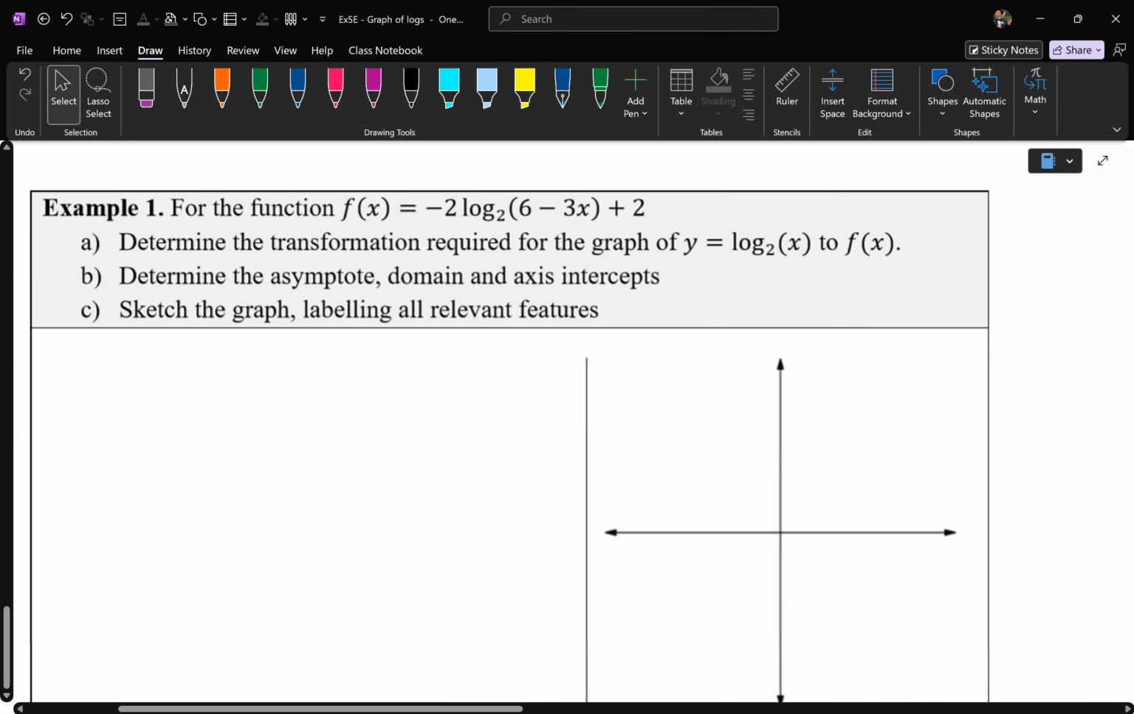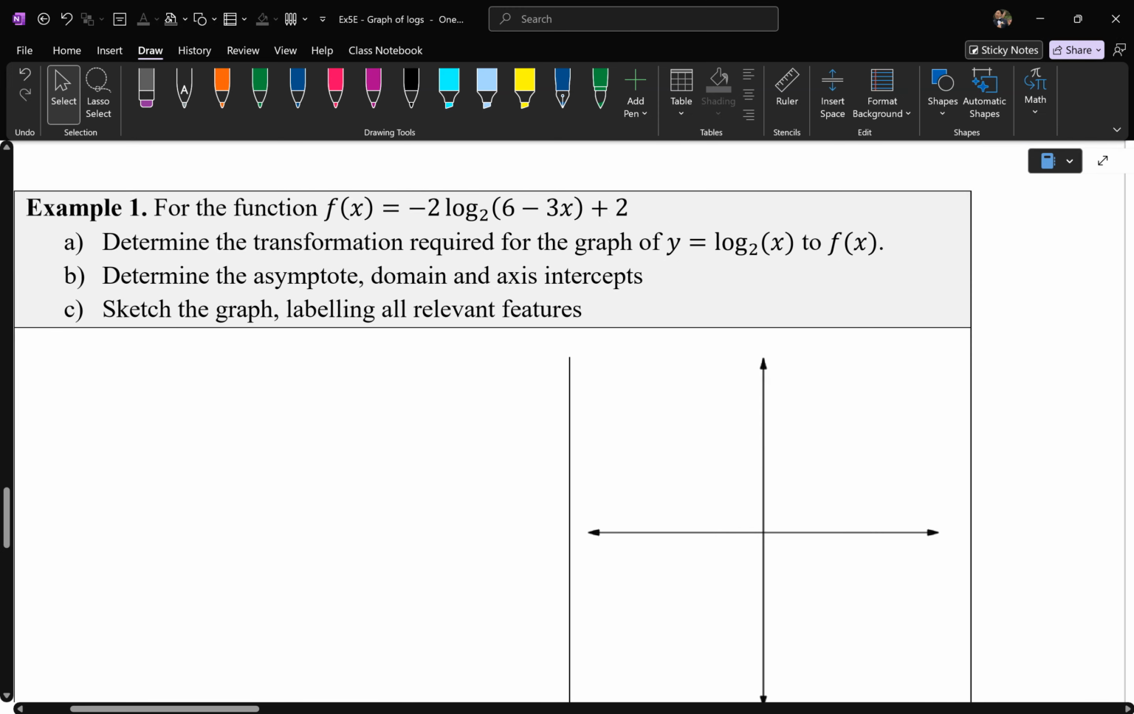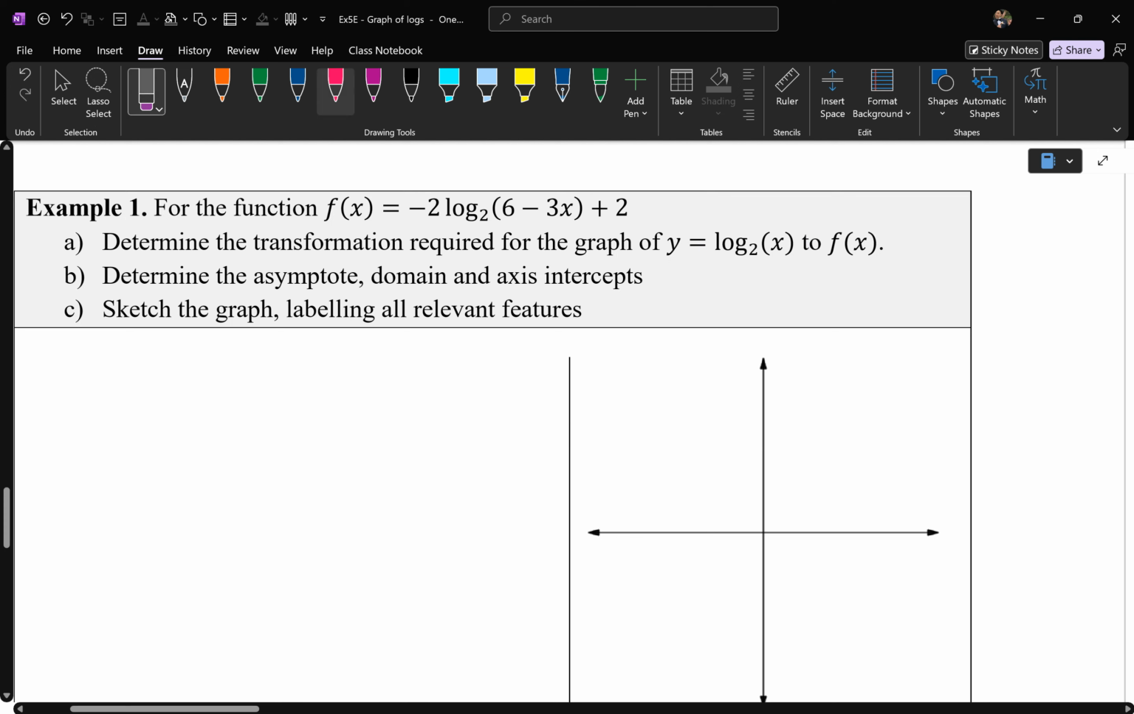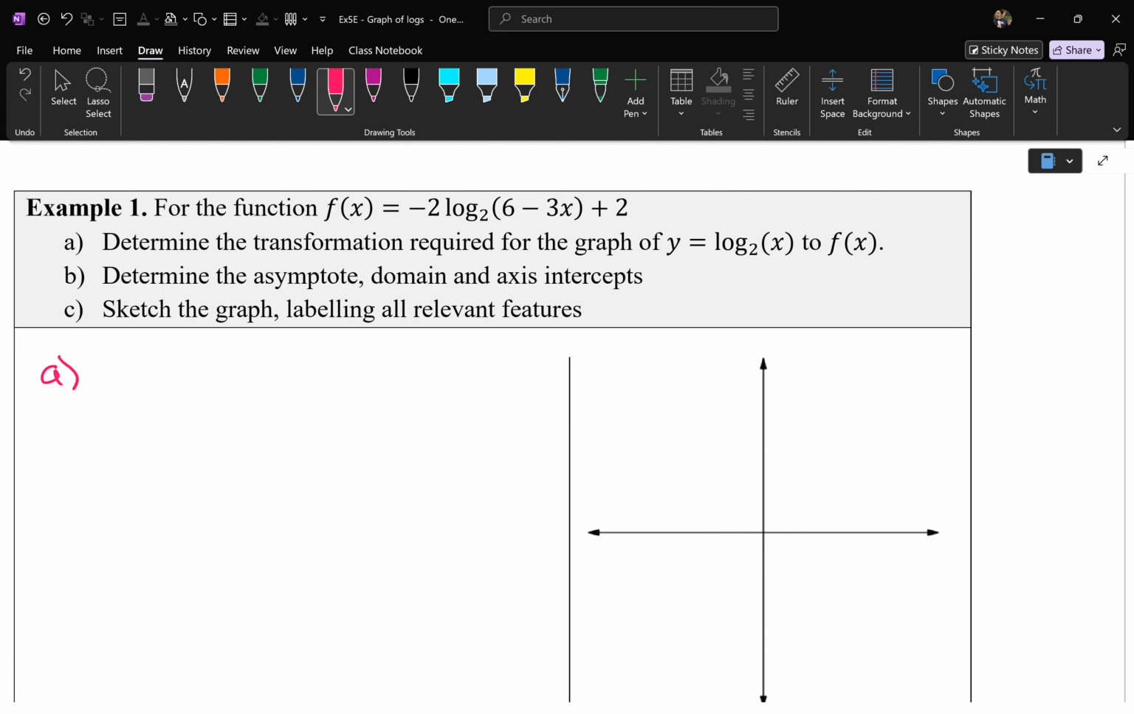Let's read some transformations. I'm going to pick a few other students now. Question A says, determine the transformation required for the graph to go from log 2 of x to f of x. So it means read the transformation. Part A, let's do it in the order dilation, reflection, then translation. So give me a dilation, if you can see it. Can I please have, let's go with Adrian. Looking at the question, give me a dilation that you can see.